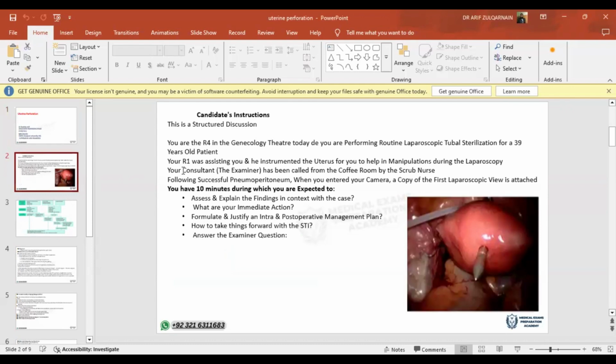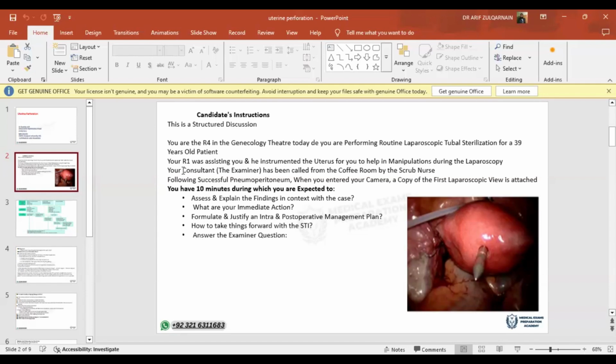that you are the fourth year resident in the gynae theater today and you are performing routine laparoscopic tubal sterilization for a 39-year-old lady. Your first year resident was assisting you and he instrumented the uterus for you to help in manipulating during the laparoscopy. Okay. And your consultant has been called from the coffee room by the scrub nurse.